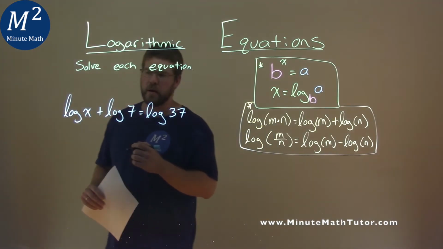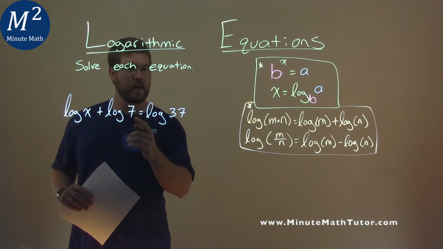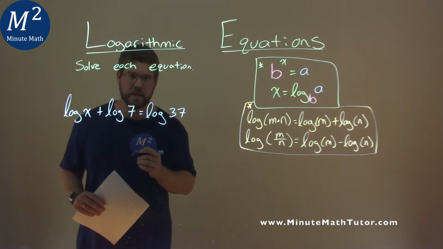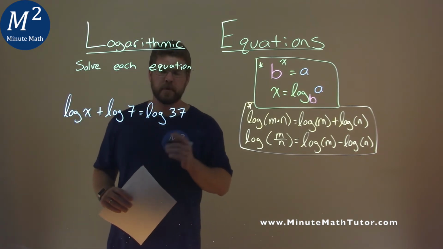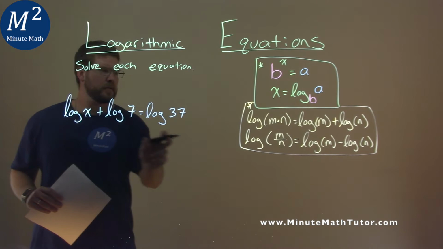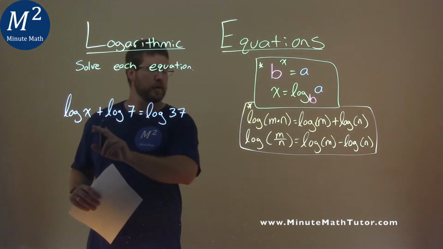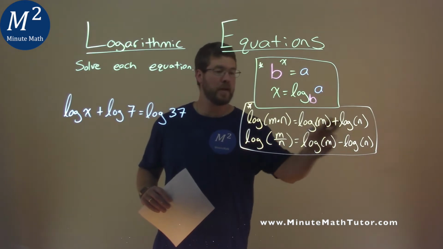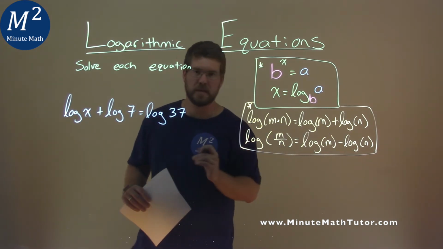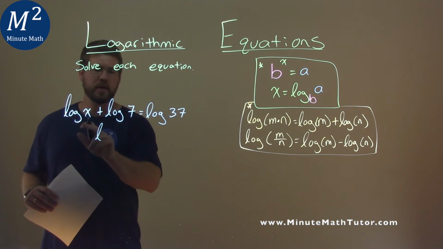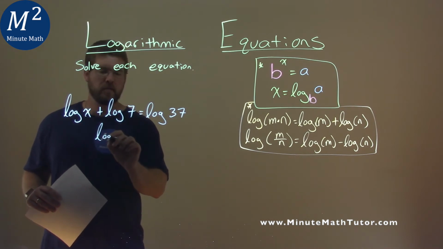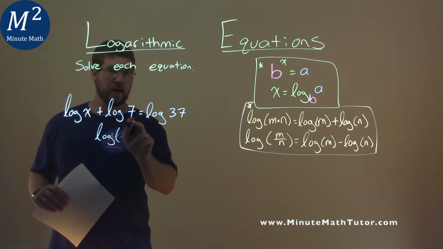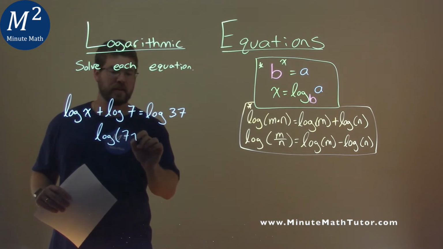We're given this problem right here. Log of x plus log of 7 equals log of 37. We have to solve this equation. Well, our rules here say that if we have a log of x plus log of 7, right, log of m plus log of n, we can combine them with multiplication inside of a logarithm. And it's because they also have the same base. So log of x and log of 7, we're adding them, is just log of 7x, multiplication.